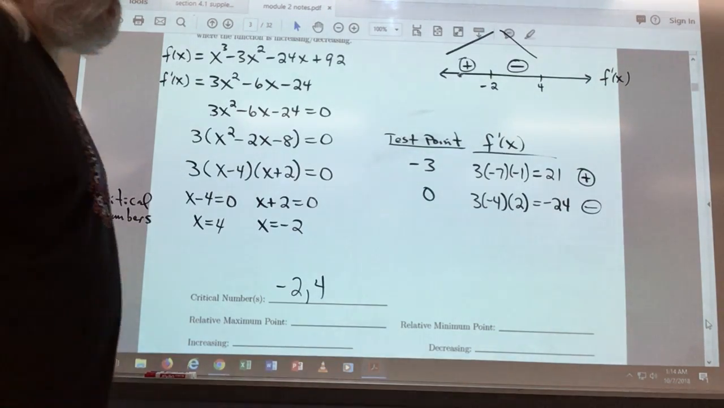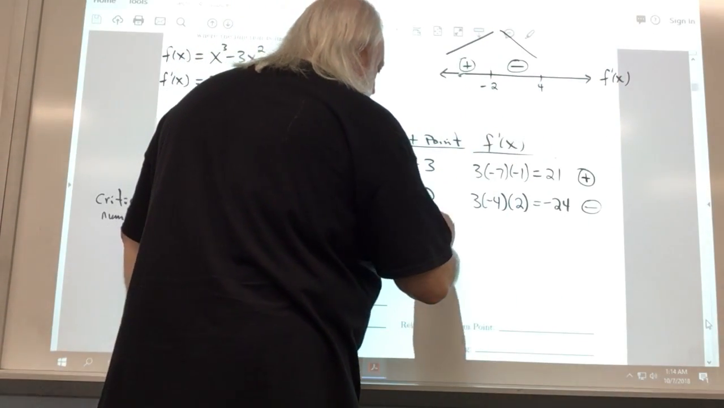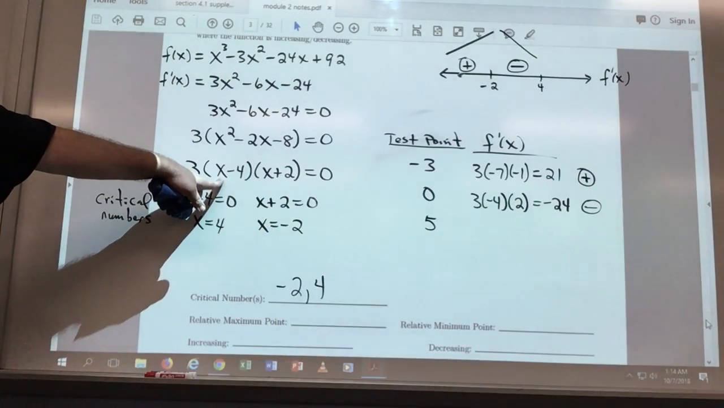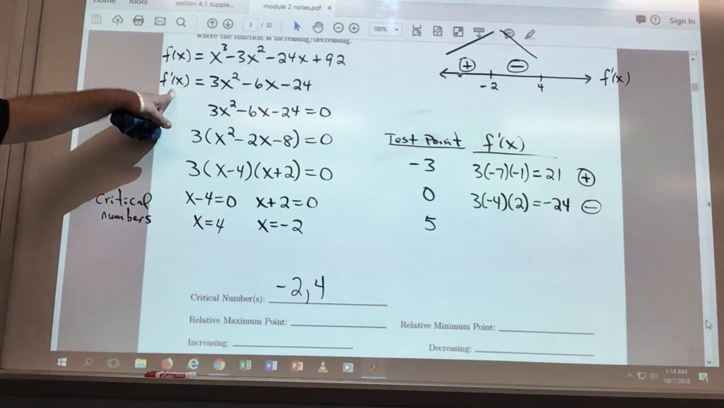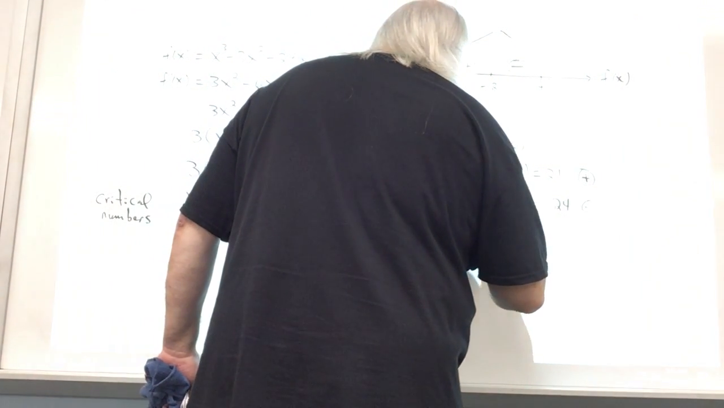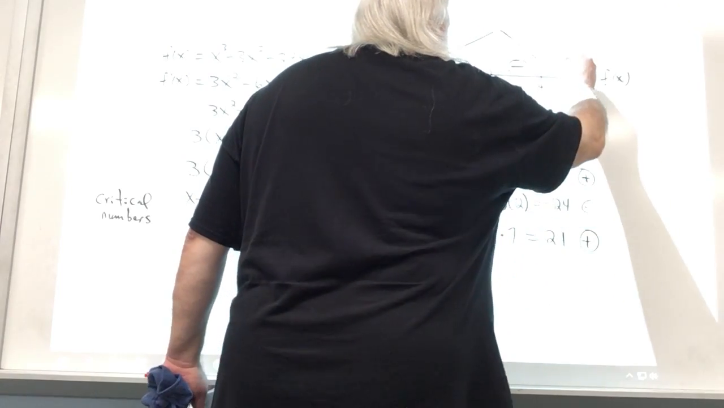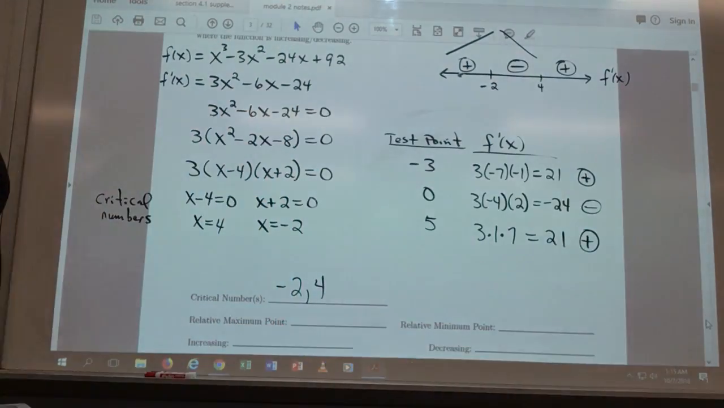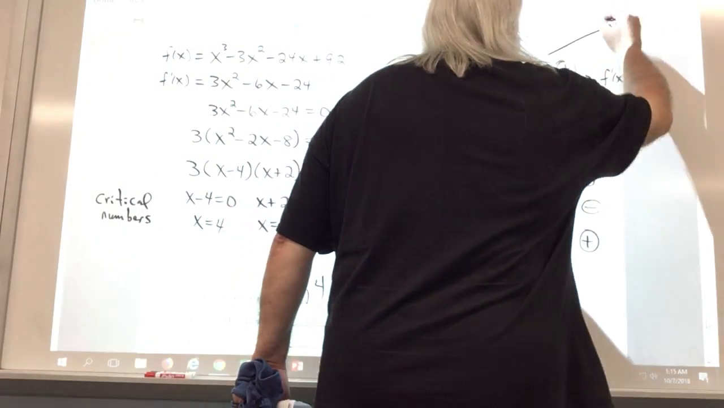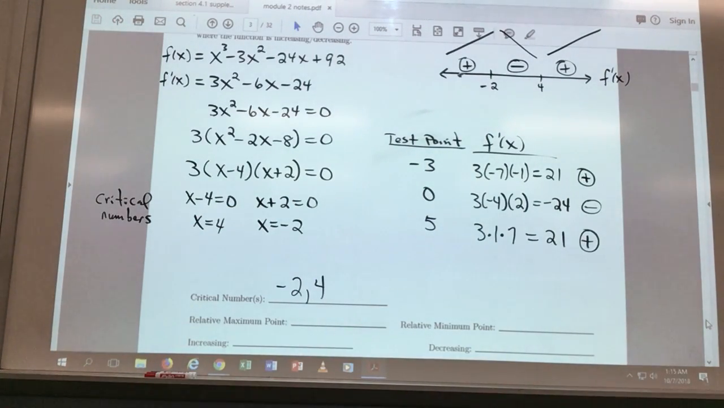And then lastly, we have the interval from 4 to infinity, right? Values of x greater than 4. So I use 5 as my test point. And I plug in 5 for x here in factored form, and this is f prime of x. In factored form, I have 3 times 1 times 7, which is equal to 21. So the slope is positive for all values of x greater than 4, which means the function is increasing for all values of x greater than 4, okay?